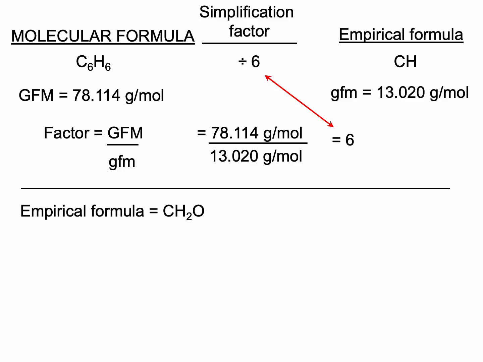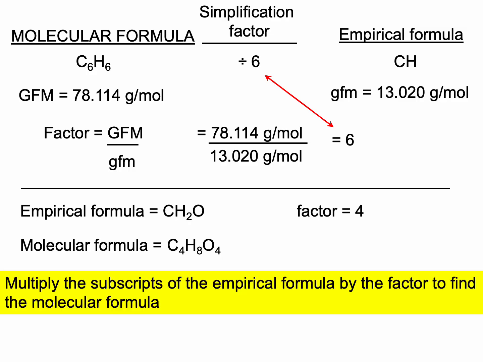So we go on to the next one. We're just given an empirical formula of CH2O, and you're told that the simplification factor is 4. So we're going to multiply all those subscripts by 4. The molecular formula would be C4H8O4. So this is why finding the simplification factor is important. It allows you to get back to the molecular formula.